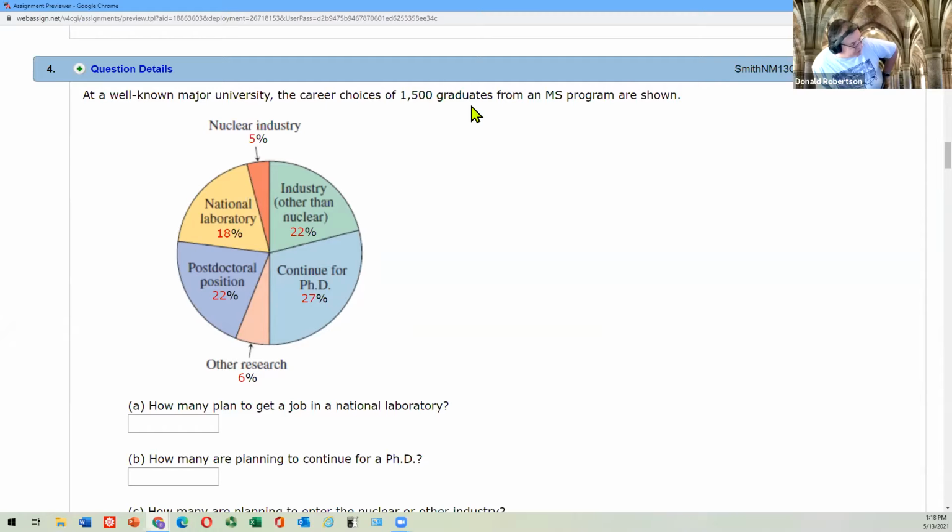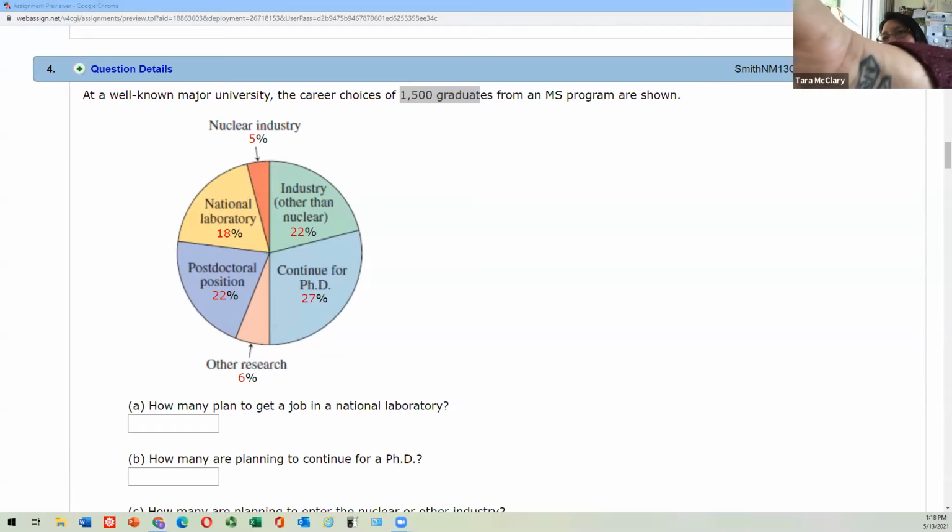So in these kinds of questions, you take the percentage for whatever area you've been asked, turn it into a decimal, like 0.18, and always multiply it by whatever the total happens to be in the story. Are we good on that? Yes.